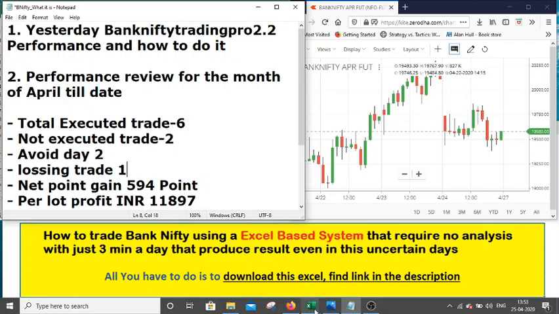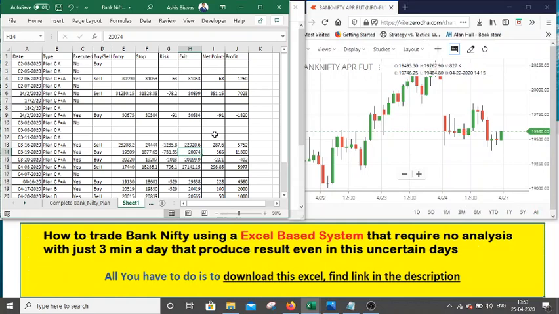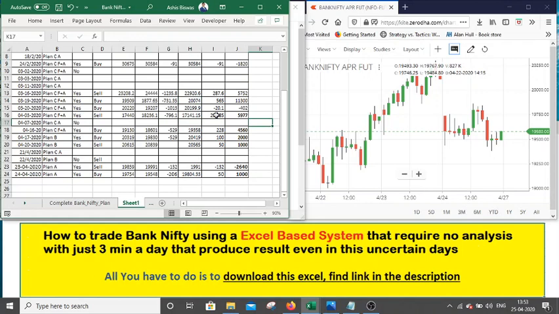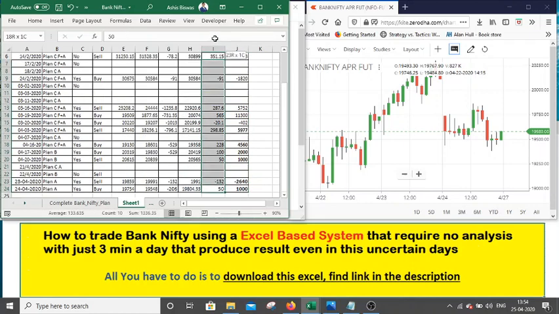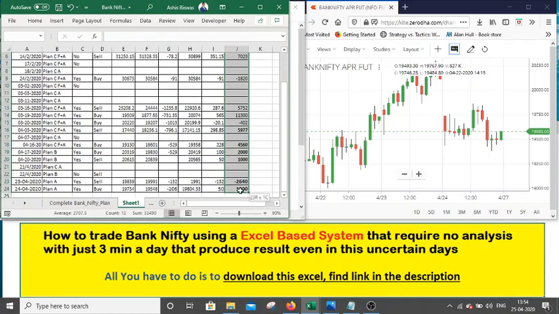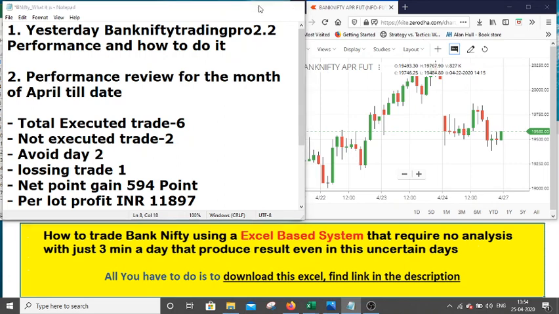Now I will show you. I am talking about this detailed track sheet here. As you can see, this month we have gained over 594 points, that is around 11,897, and total point gain since February was around 1624 points, or total profit trading one lot was 32,490. Now I will show you what to do using this Excel sheet.